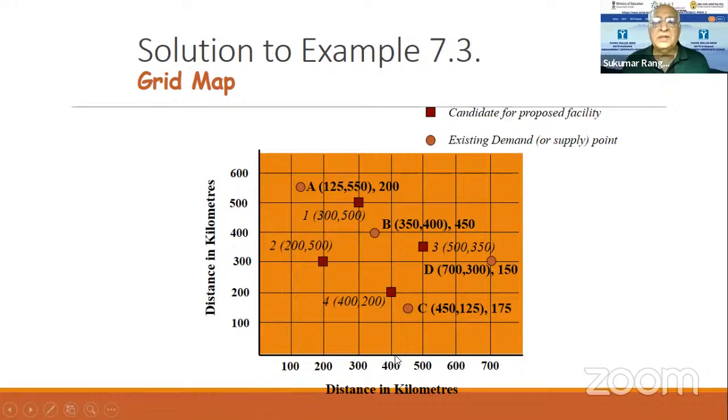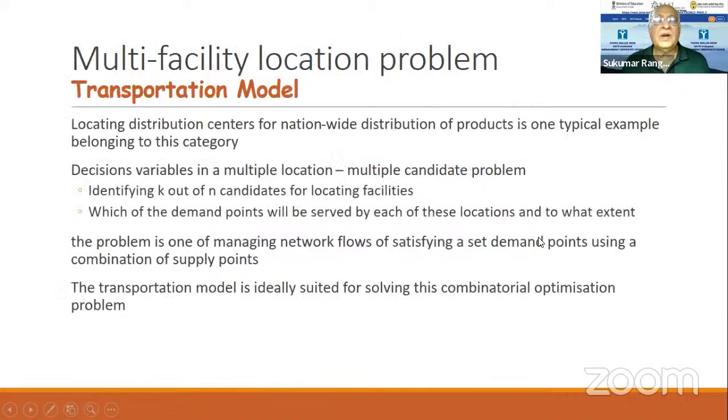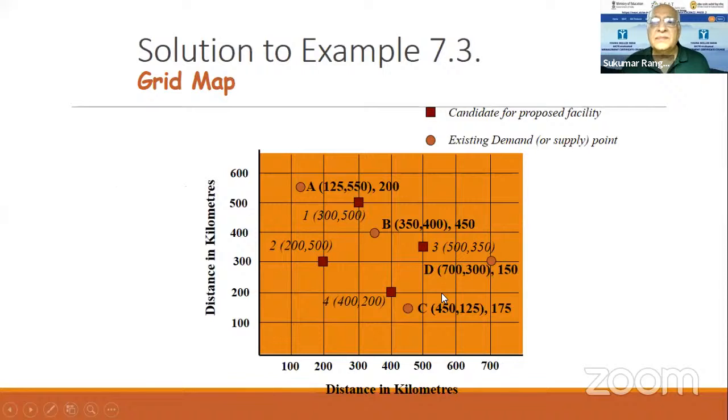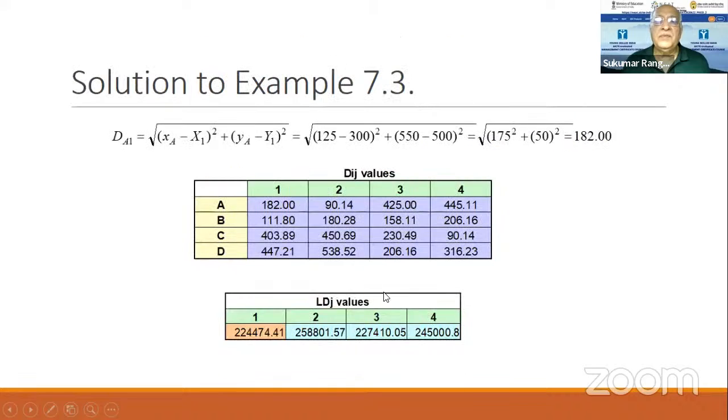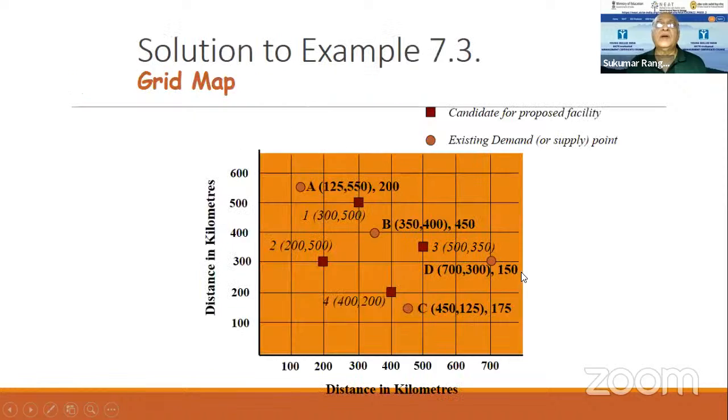So the solution here is in the load distance method. The candidates for the proposed facility are here. Existing demand is here. And where is that? Okay, 1, 2, 3, 4. Supply points. I think the solution in the previous one gives these LDJ values based on the highest point, which probably is 2, which gives the location.